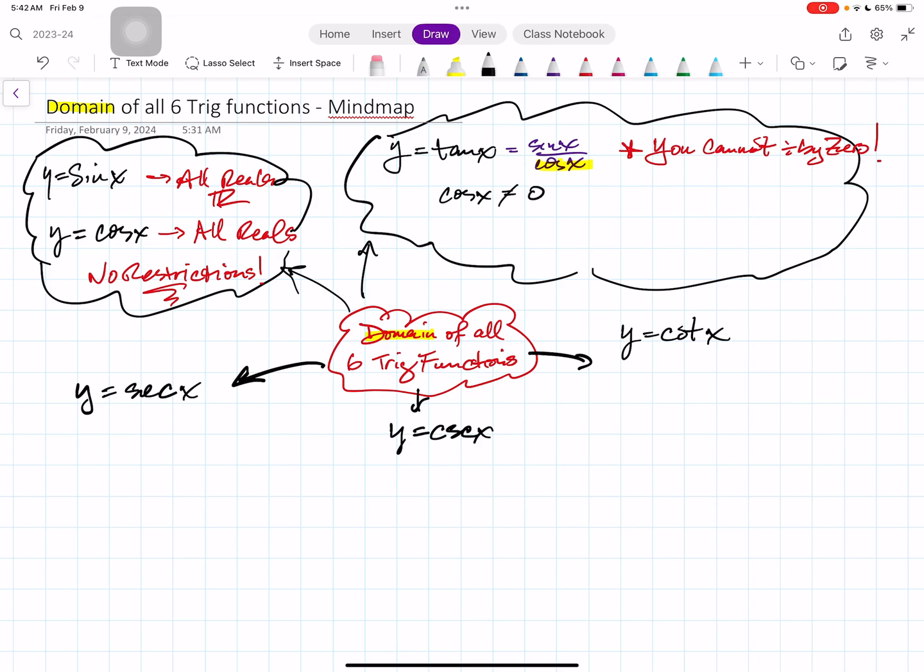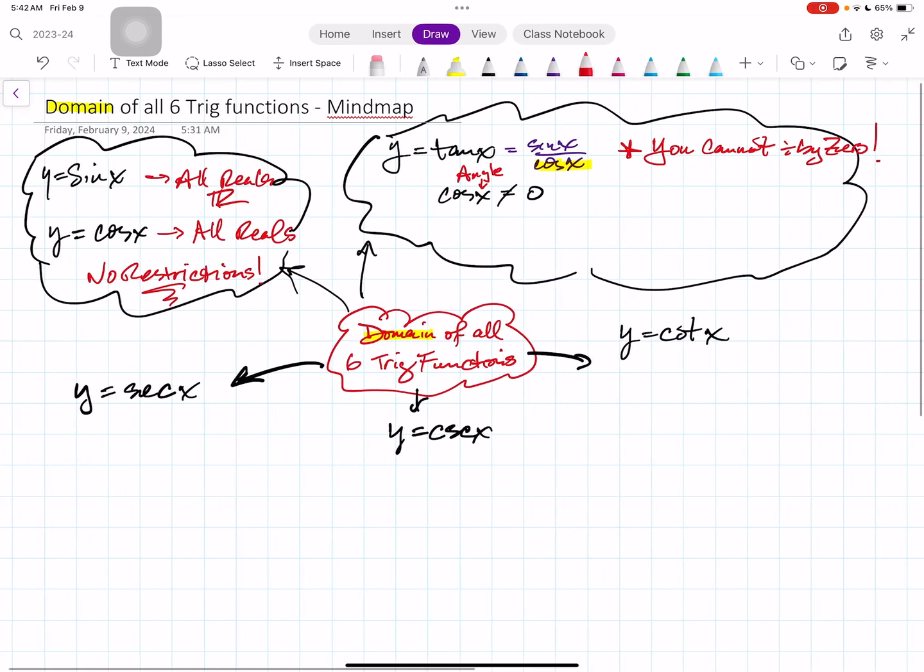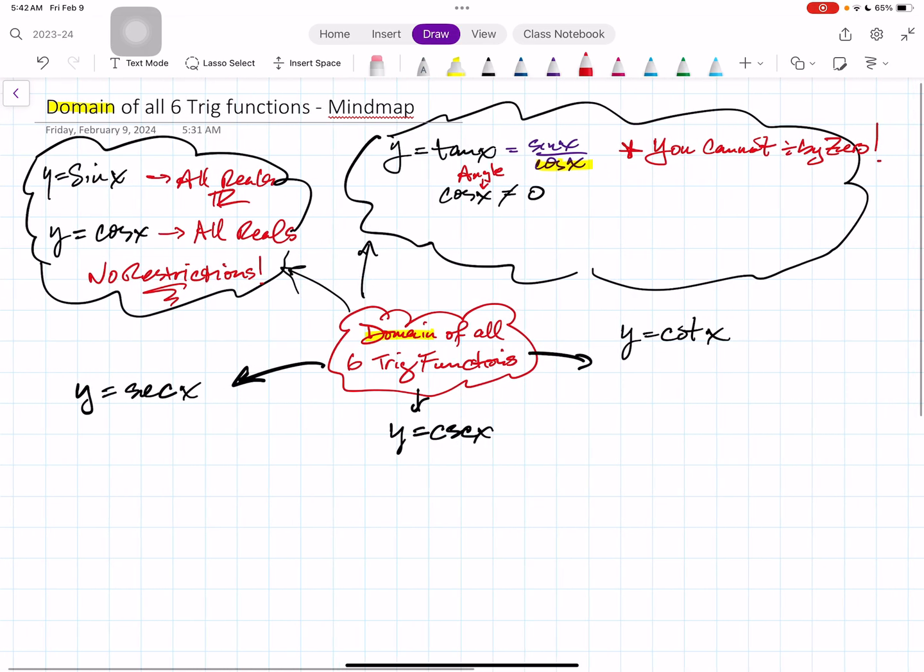So you got to ask yourself, when is cosine equal to 0? Or in other words, cosine of what angle? Because remember, x is an angle here. The input is an angle. And so think on the unit circle. In fact, if you want, go grab a unit circle and then put it off to the side in your OneNote. That might be a good idea if you want a visual.